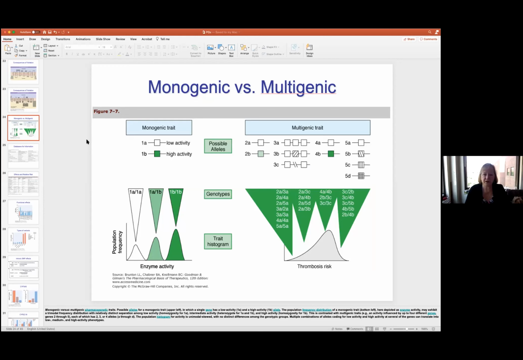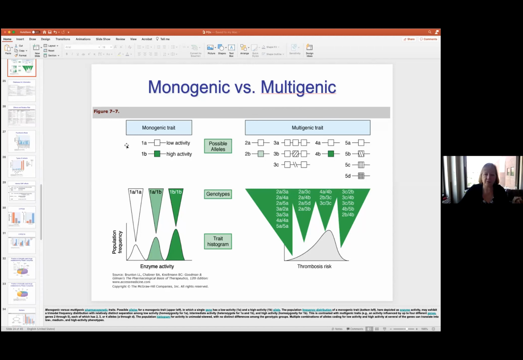So the examples here are of a monogenic trait on the left and a multigenic trait on the right. And so if we have, I better give up with that mouse, turn it off, so I'm not tempted to use it. So if we have a monogenic trait and we've got a polymorphism, two potential alleles, one with low activity and one with high, you can imagine that if a certain segment of the population is homozygous for the low activity allele, then those folks are going to have low activity, okay? Because they don't have the potential for even having a high activity allele.